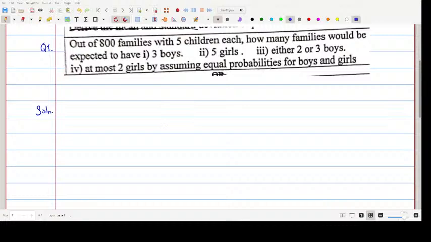And see, the thing is that here, what is the variable? What are we counting? At the fundamental level, we are counting the number of boys and the number of girls in the family.